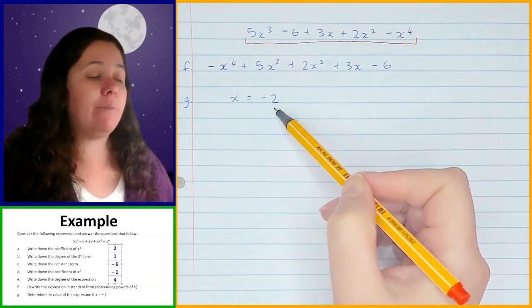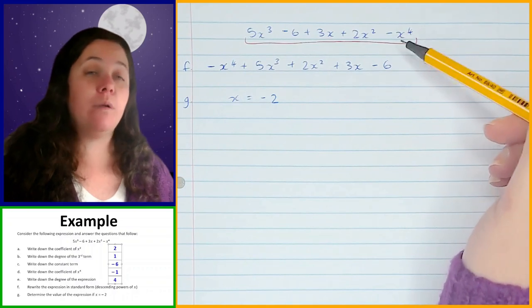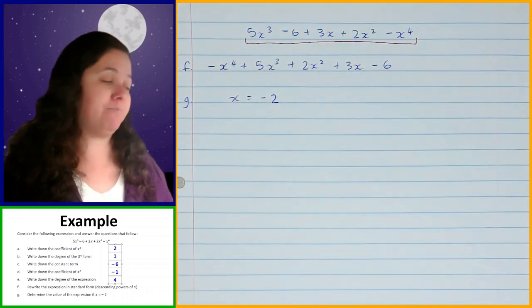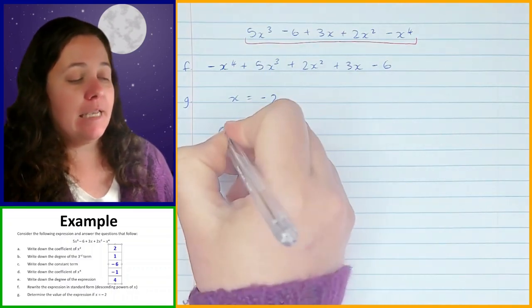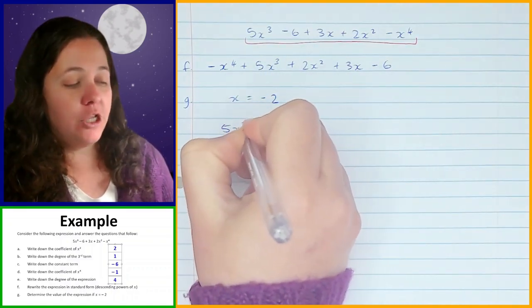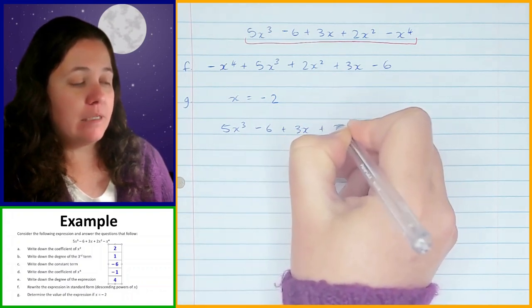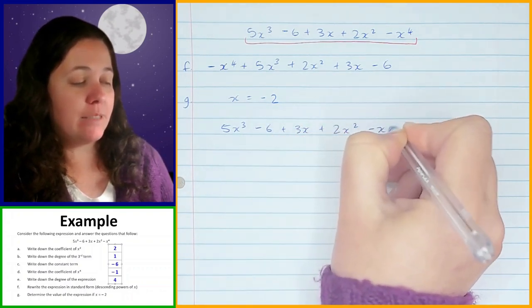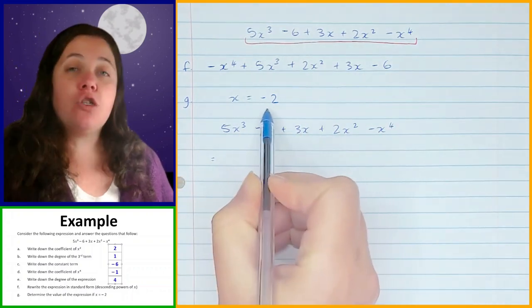So I always recommend substituting into the expression in the form that you were given it. Okay, so I'm going to start off by taking 5x cubed minus 6 plus 3x plus 2x squared minus x to the power of 4. And now I'm going to substitute in negative 2 for all the x's.